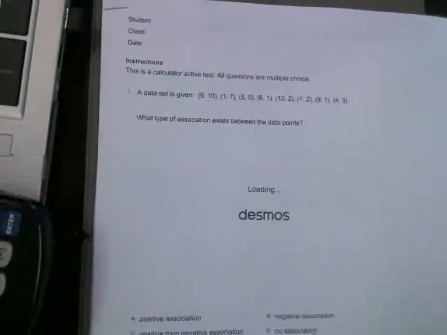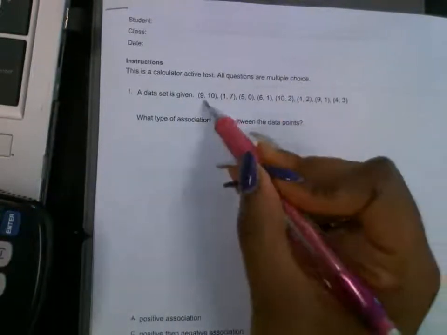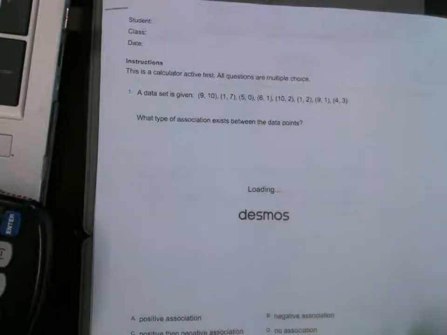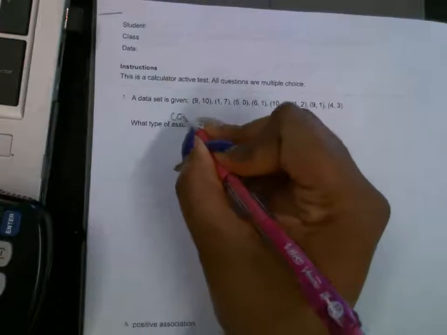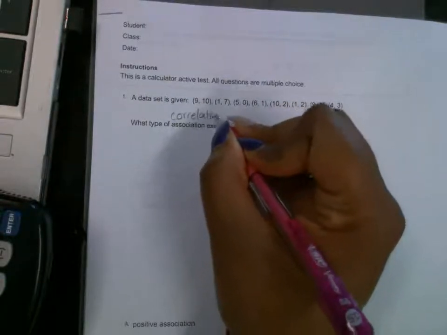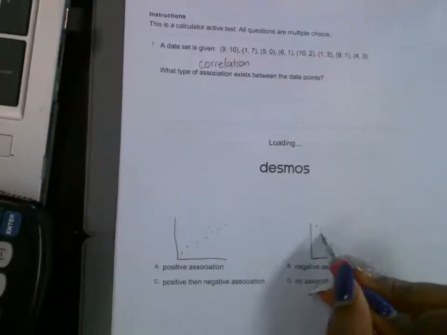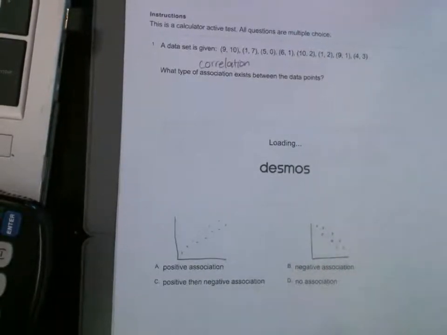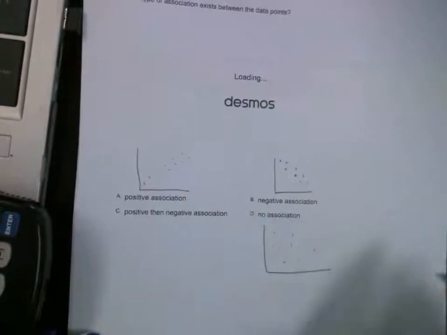All right. Okay, so this first one, it says the data set, which is these ordered pairs, is what type of association or correlation. So you're going to see the word association or correlation. And remember, there are three types of correlation. You got a positive correlation, which means that the points are going up, okay? You have a negative association, which means that the points are going down. You have a no association, which means the points are scattered everywhere. You can't tell if they're going up, down. Are y'all okay with that?